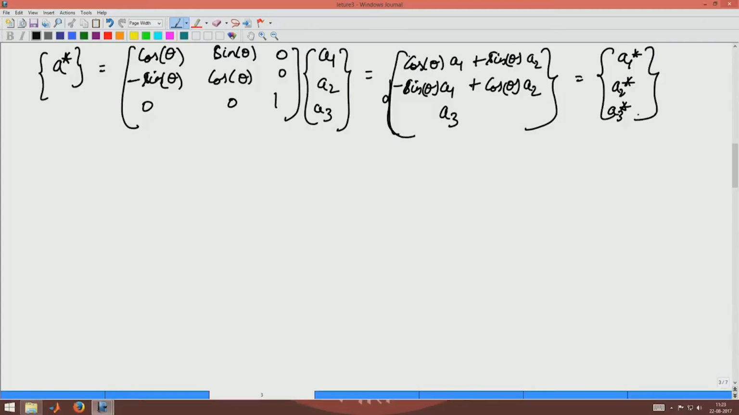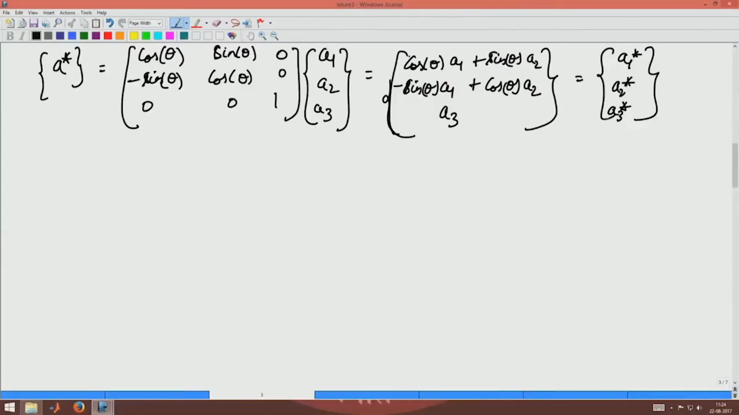So, for a planar rotation, theta can be any value. So, all this set of values that you get by multiplying cos theta and sin theta with A1 and A2 are admissible components of the vector. All this, what you get, A1 star, A2 star, A3 star, are also admissible components of that vector A and represent the same vector. Okay. Now, let us find, is there any restriction on the matrix Q.